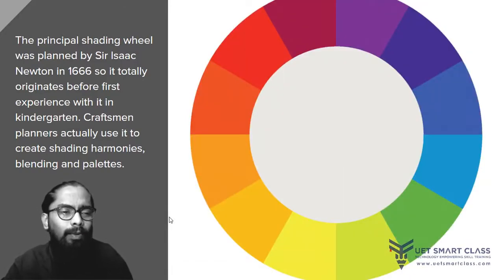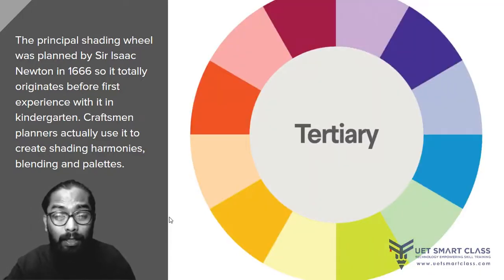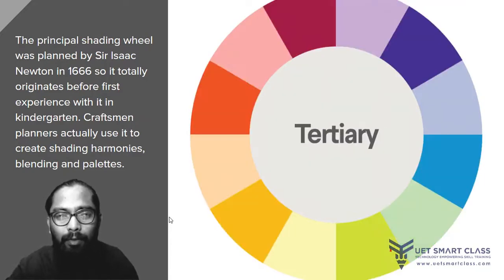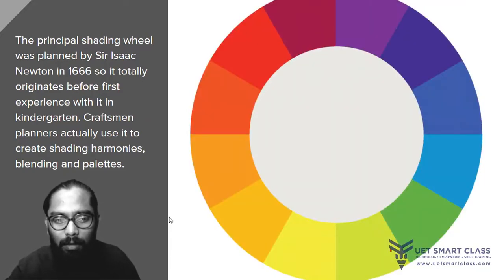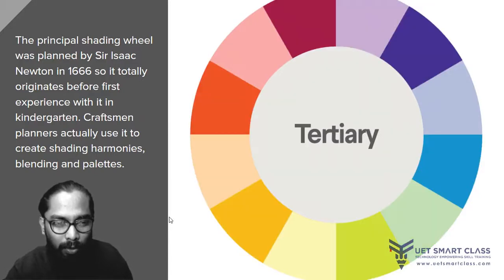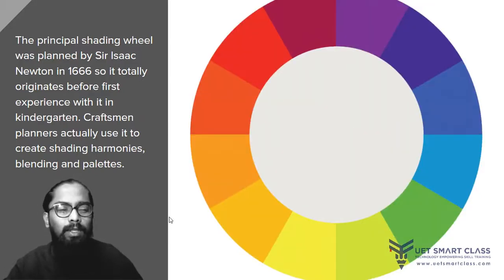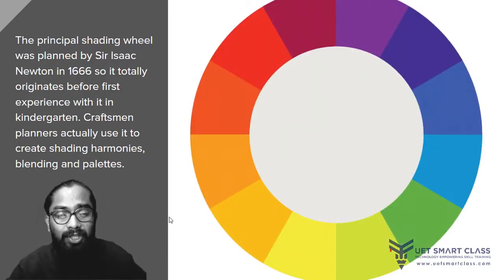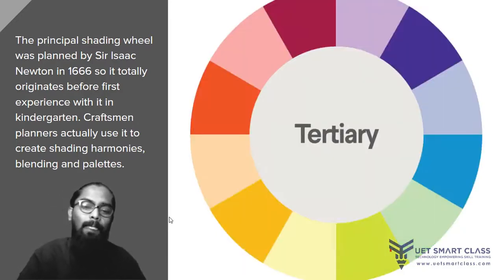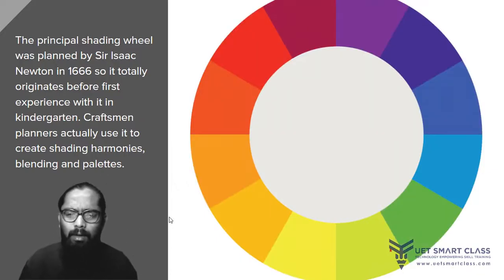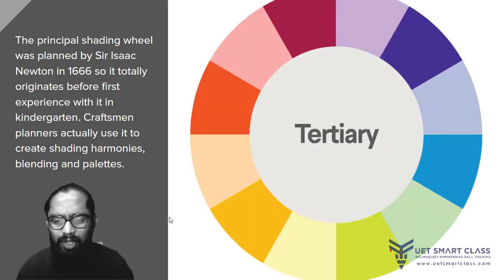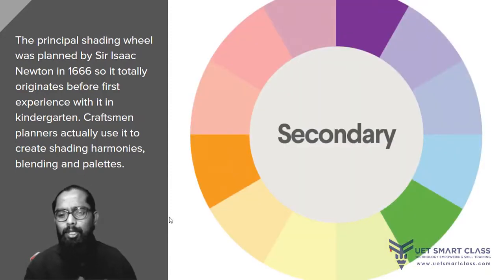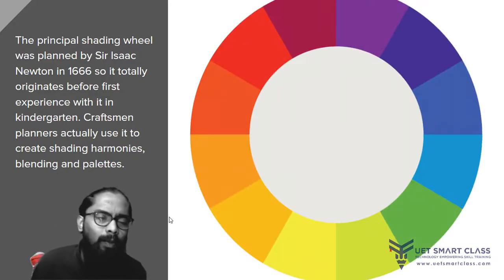The principal color wheel was designed by Sir Isaac Newton in 1666. Can you imagine? It totally originates before your first experience with it in kindergarten. Artisans and designers actually use it to create color harmonies, blending and palettes. You can see a small GIF popping up on my screen, showing primary, secondary, tertiary. So we will talk about this.